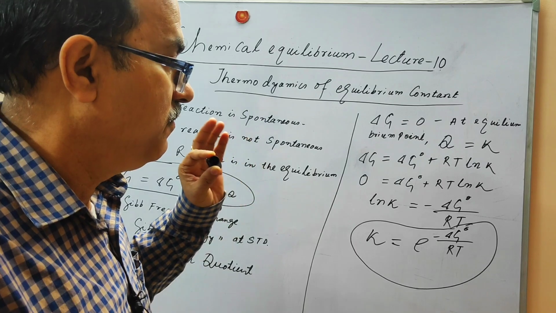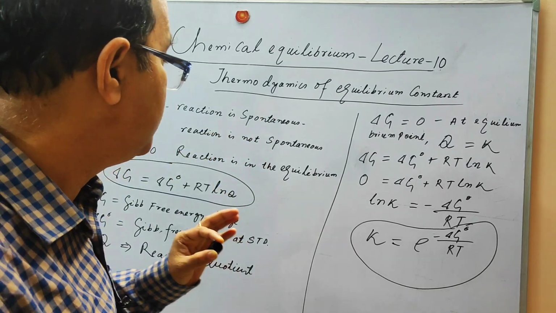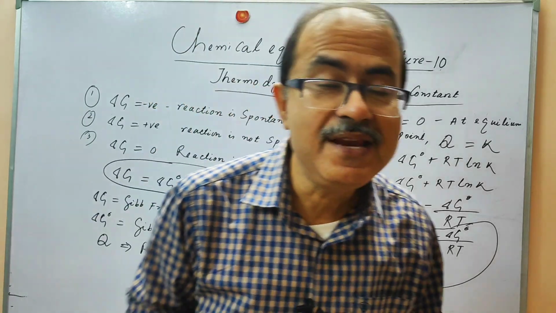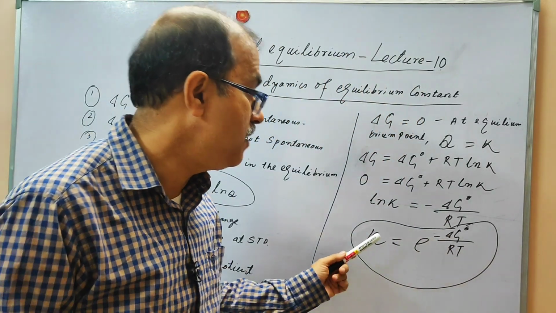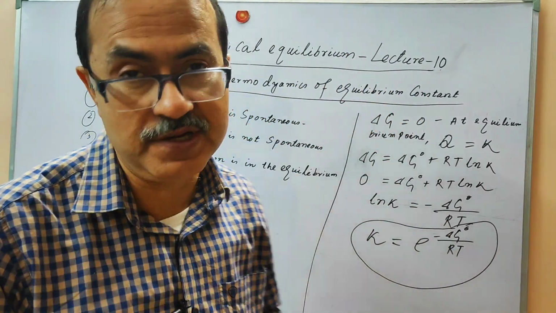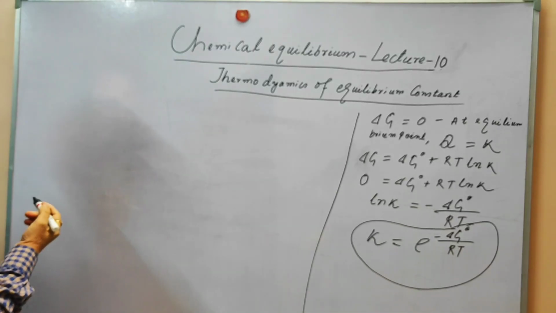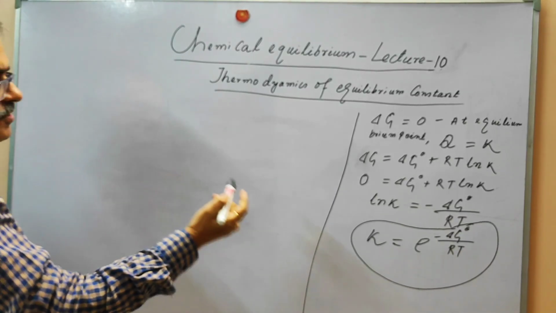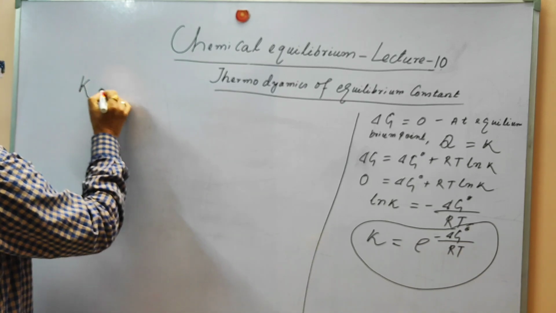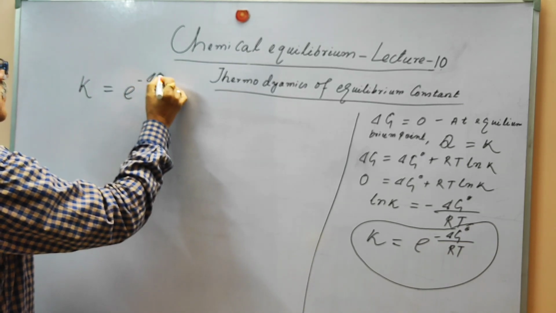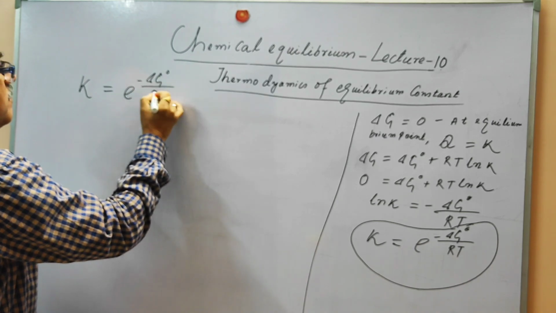Like, you can predict how the reaction is spontaneous with the help of this equilibrium constant. How? That we will now see. Now this is the relationship we get, K is equal to e to the power minus del G0 by RT.